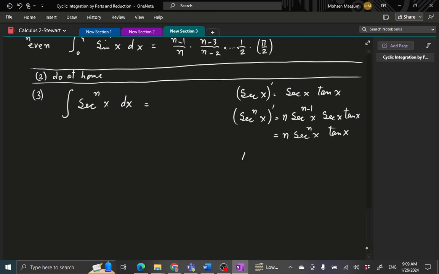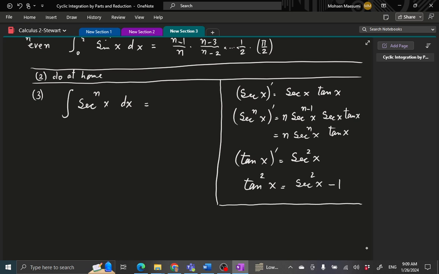Another thing that plays a role here is the derivative of tangent. What was the derivative of tangent? That was, of course, from calculus 1, secant square of x. And as usual, we need a trigonometric identity for these functions. If you remember, tangent square of x, the trig identity said that this is secant square of x minus 1. So have these things on the side. We are going to refer to them.